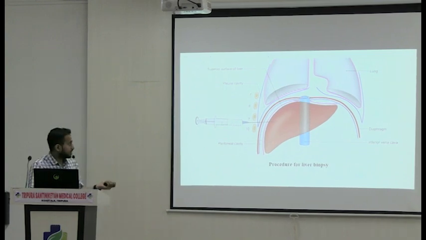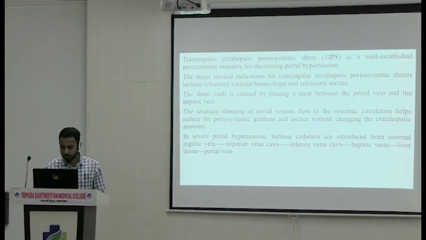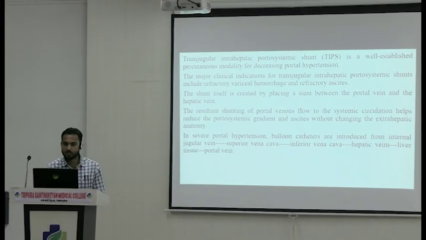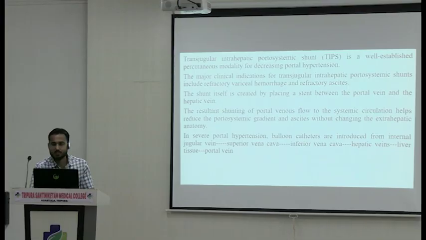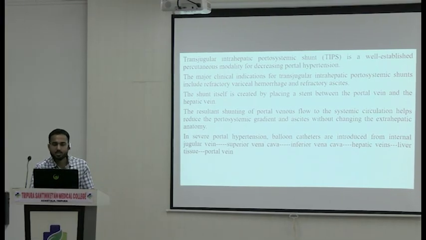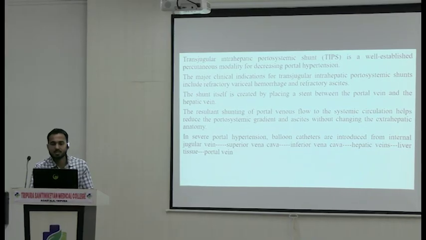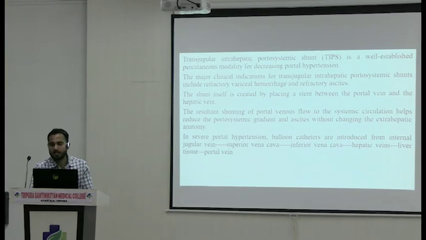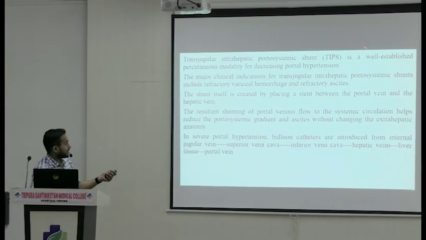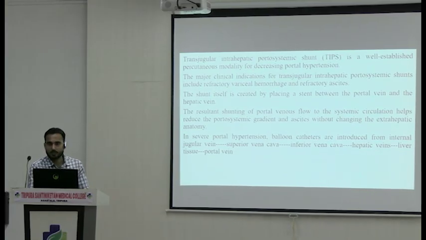Next, another important procedure related to the liver is called TIPS, that is, transjugular intrahepatic portosystemic shunt. Transjugular means through the internal jugular vein. It is a well established percutaneous modality for decreasing portal hypertension, which means whenever a person is suffering from portal hypertension, this procedure is performed.